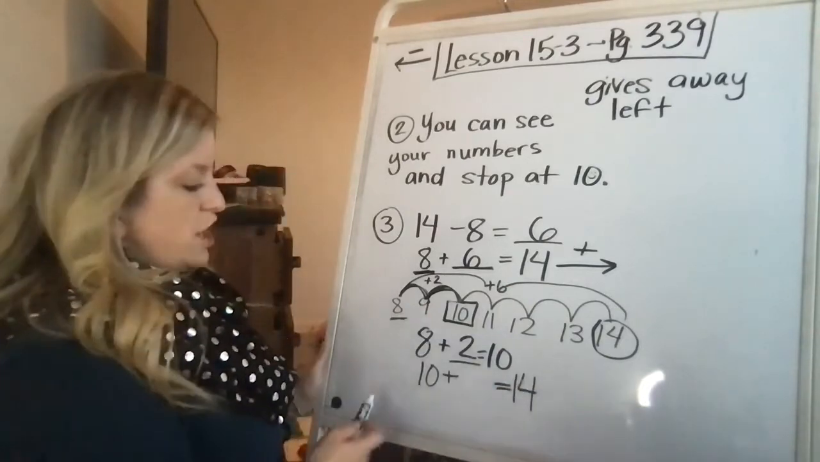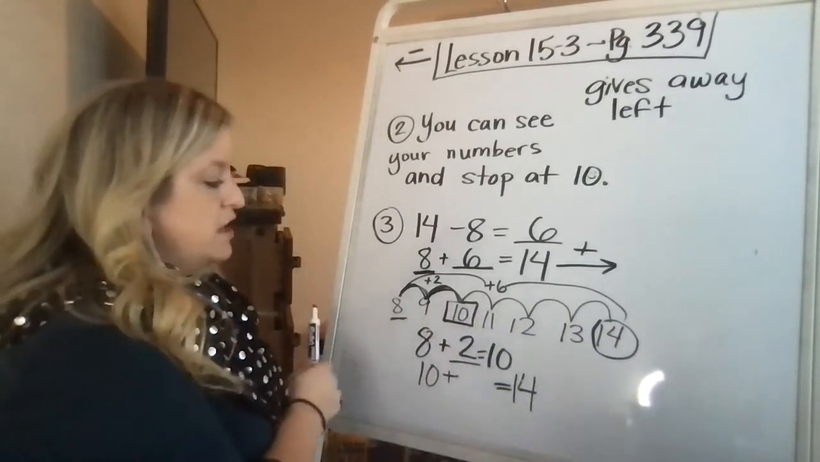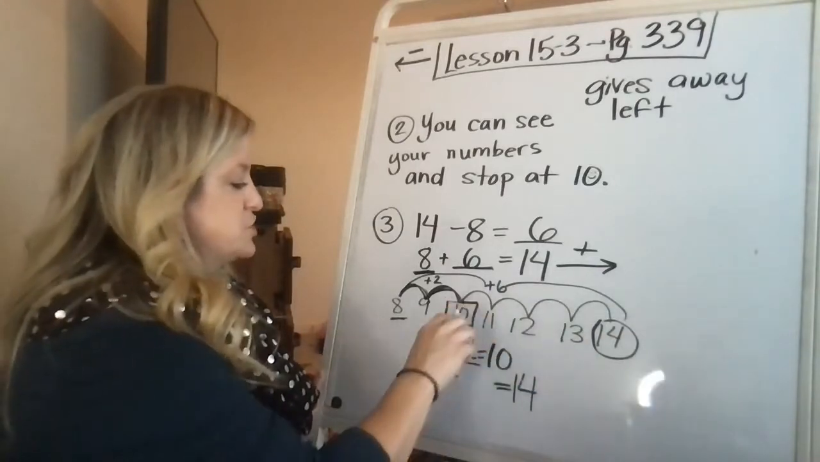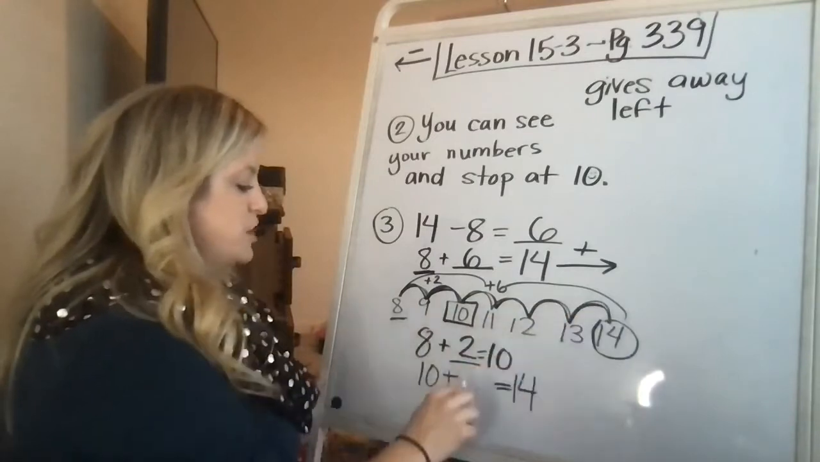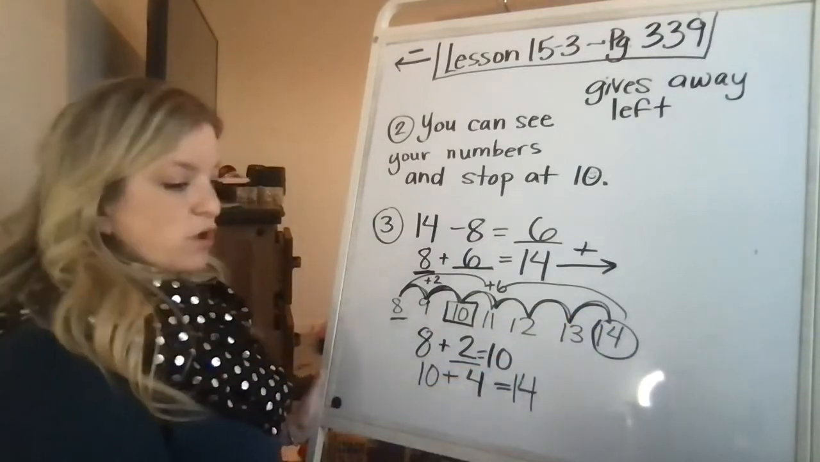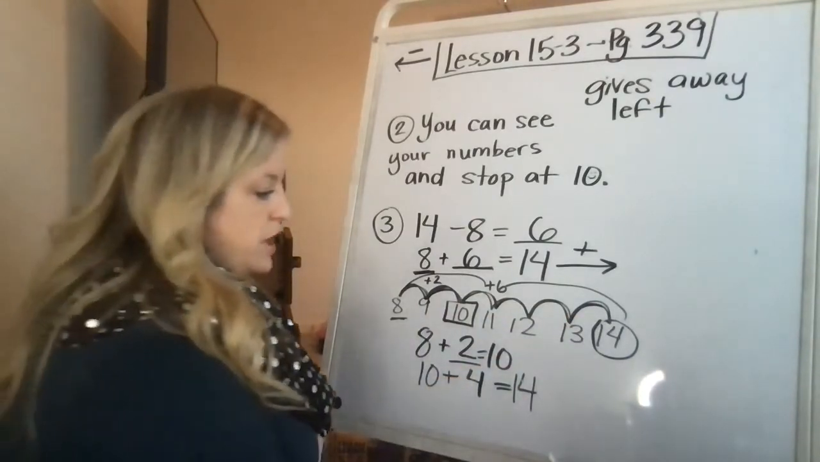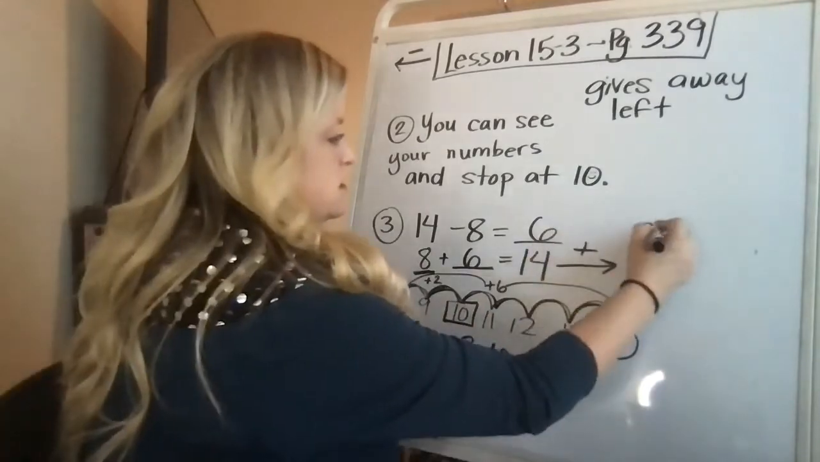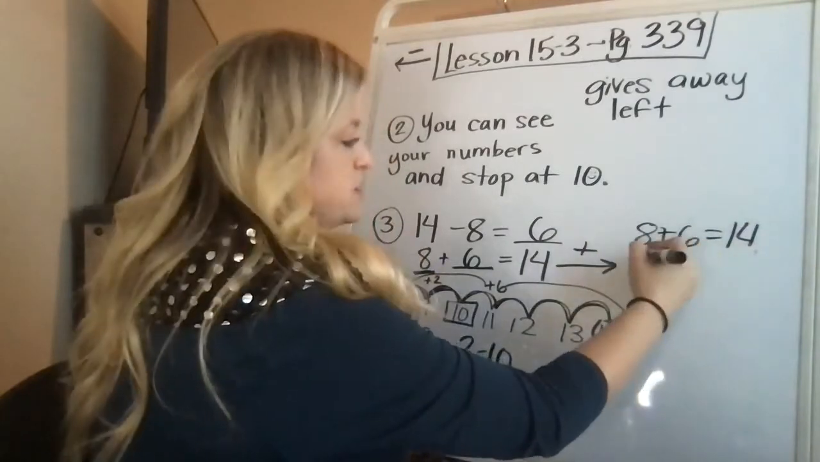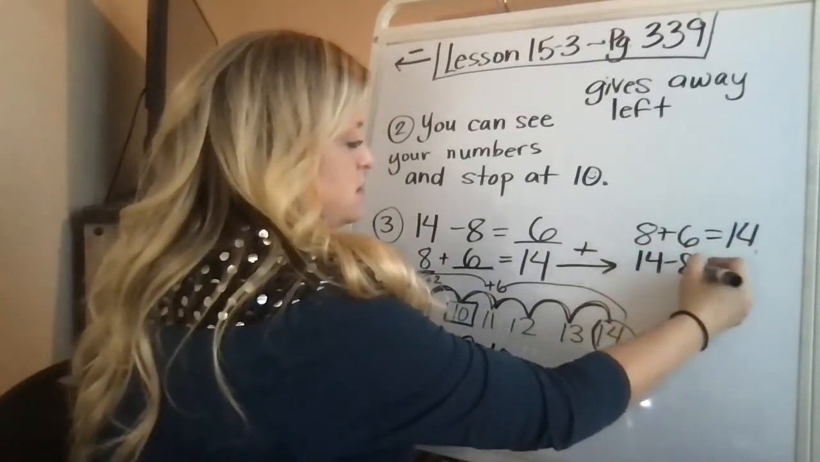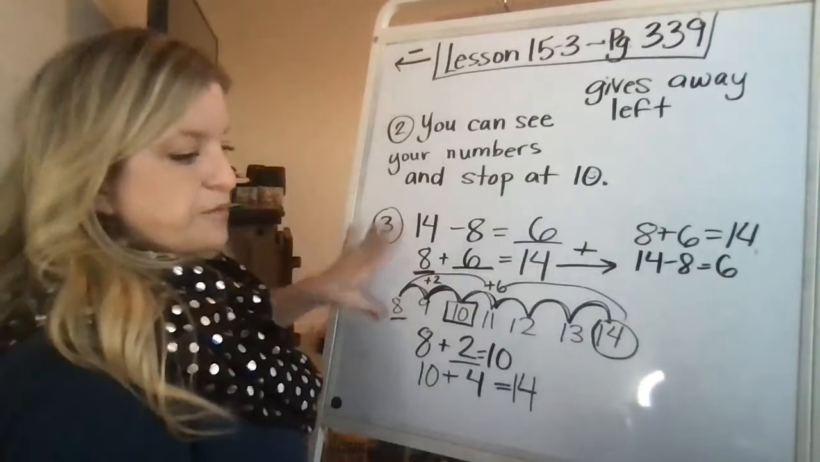So this is just showing you the opposite. We've been doing the subtracting back, but now we're going forward and doing the addition. So now I'm going to hop from 10 to 14. 1, 2, 3, 4 jumps. So I know 10 plus 4 is 14. So 8 plus 6, that's what the book is looking for, is 14. So 14 minus 8 is 6. Same thing I did there.